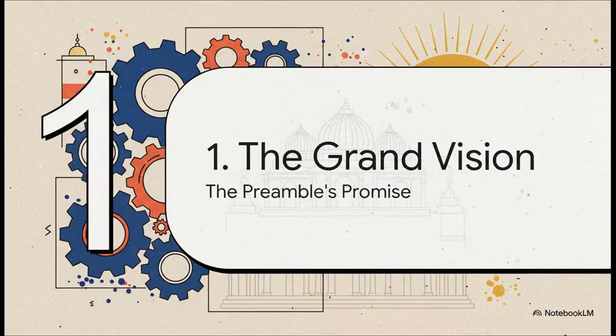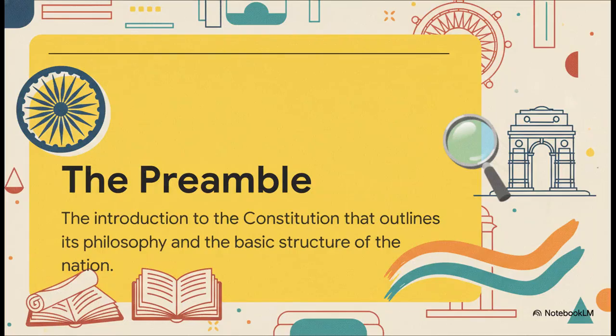Now, every great blueprint has to start with a vision, right? A core idea of what you're trying to build. And for the Indian Constitution, that big idea is laid out right at the beginning in its preamble. The preamble is basically the soul of the Constitution, all packed into one powerful opening statement. Before you get into any of the laws or the structures, this first page declares the entire philosophy. It's the promise of what India aims to be.